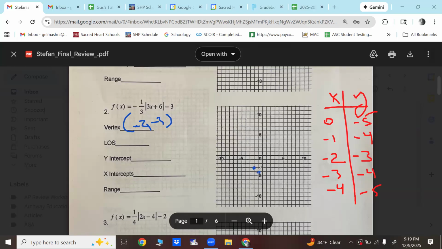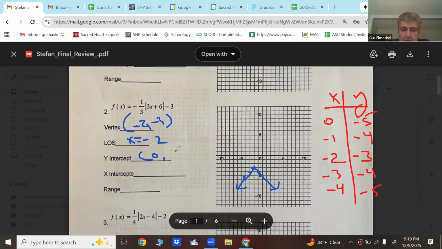Then I plug in the other values, and see it just becomes more efficient this way. And line of symmetry is x equals -2. Y-intercept, of course, is 0, -5. There are no x-intercepts because it's not crossing the x-axis. And the range is y is less than or equal to -3. So by doing it this way, we kind of zoom through the process pretty fast.